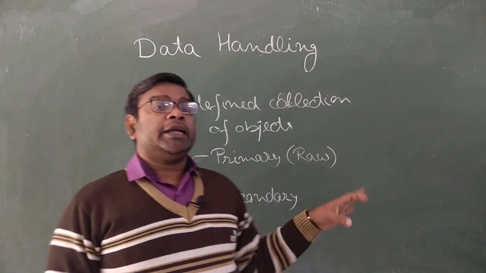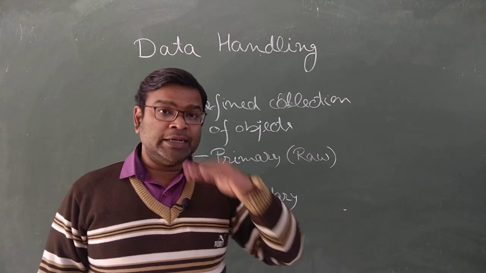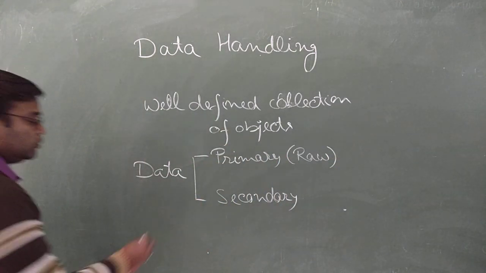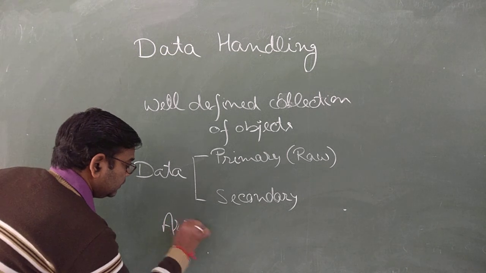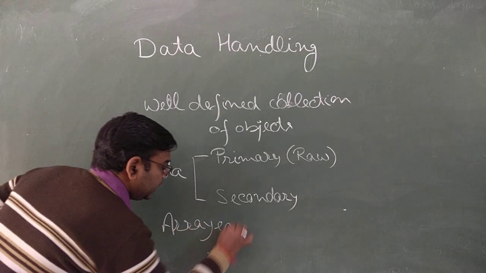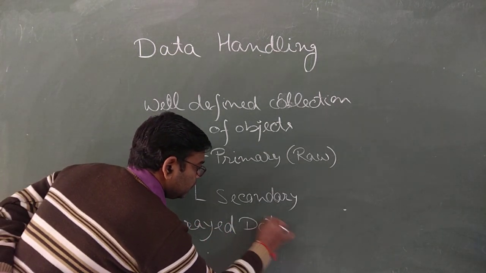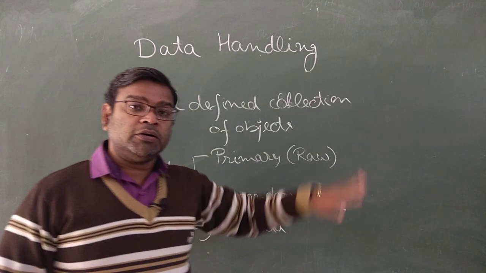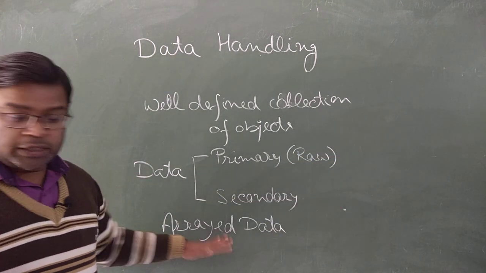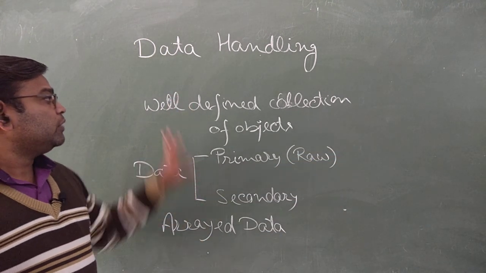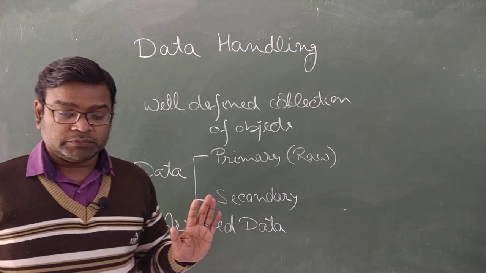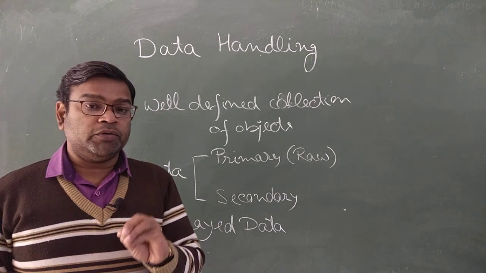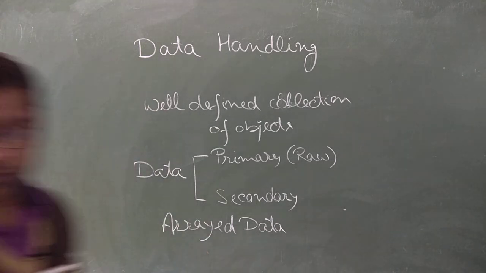Again, if we arrange the data either in ascending order or descending order of their measurement, that is known as your arrayed data. Means we array them in a particular order, either ascending or descending. So this is the brief introduction about data. What is data handling? That we are going to discuss in this video.